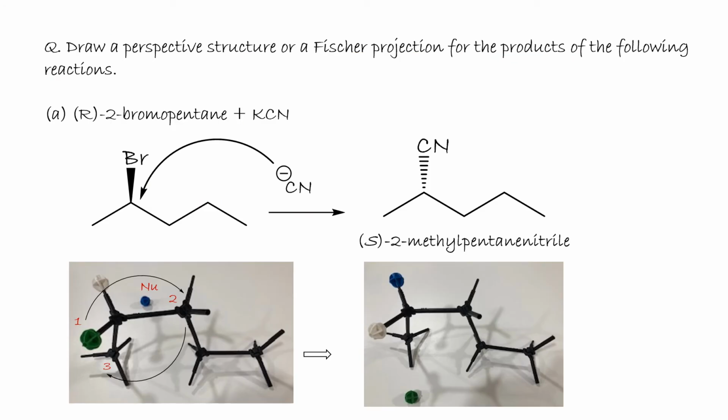Now let's get to this question. Draw the perspective structure or Fischer projection for the products of the following reaction. Starting with R-2-bromopentane reacted with potassium cyanide.